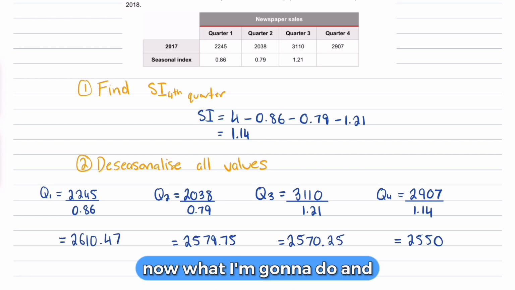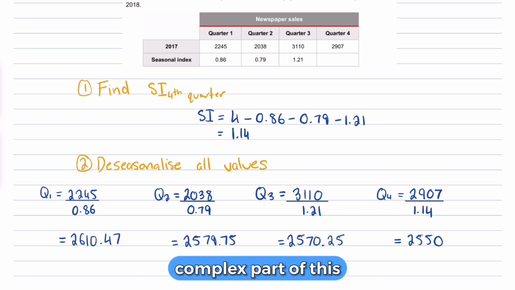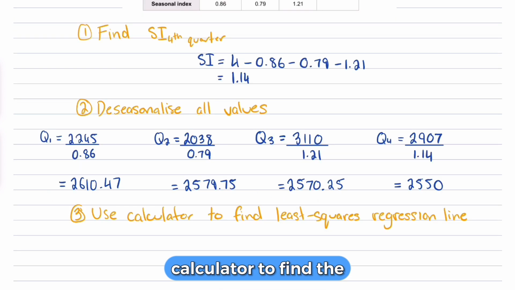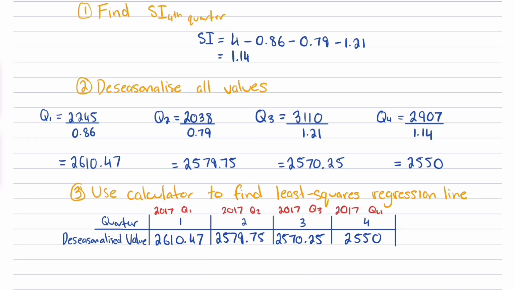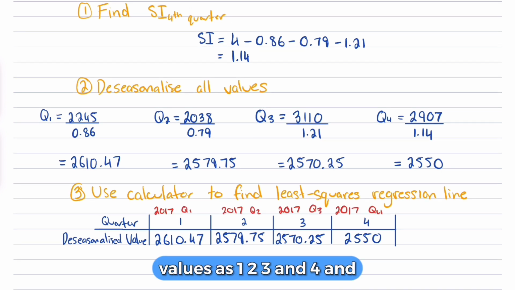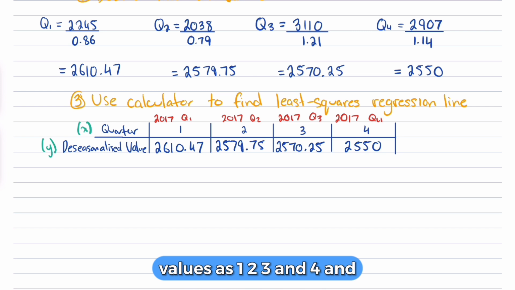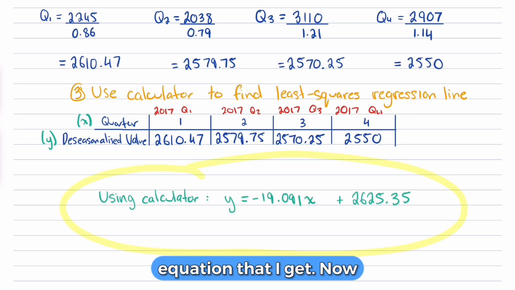Now what I'm going to do, and this is probably the complex part of this question, I'm going to use my calculator to find the least squares regression line. When I enter the statistics into my calculator, I'm going to enter the x values as 1, 2, 3, and 4, and the y values as the deseasonalized values. So those are going to be my inputs into my calculator. Once I do that in my calculator, which I'll make another video for, that's the equation that I get.